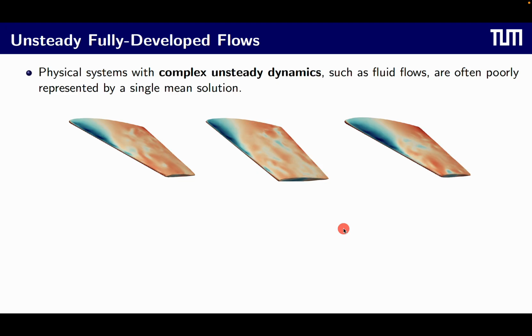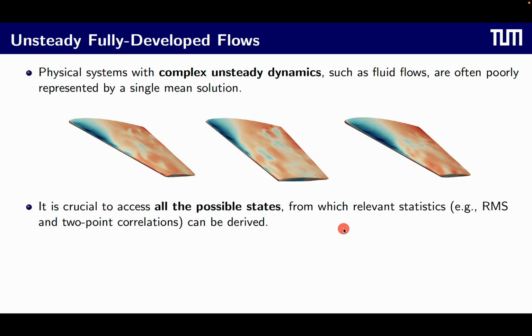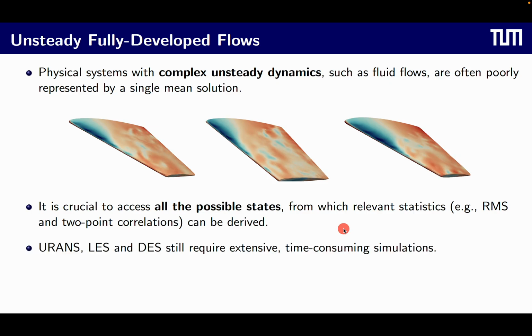For instance, here we have the time evolution of pressure on the surface of three different wings. It's clear that in this case a single time average solution per system is not enough to represent the dynamics of these systems. Instead, we will need to have access to all the possible states the system is visiting through time, with which we could compute relevant statistic metrics. The standard approach for this relies on expensive simulations of long trajectories.